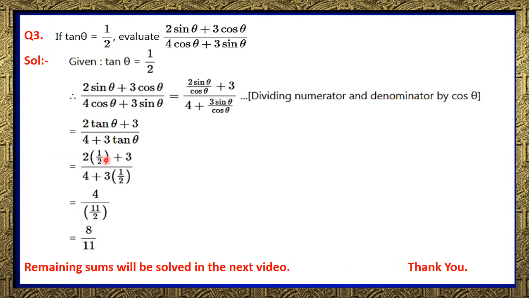Now we will substitute the value of tan theta, that is 2 into 1 upon 2 plus 3 divided by 4 plus 3 into 1 upon 2. That is 2 into 1 upon 2 is 1 plus 3, 4, and 4 plus 3 by 2. We will cross multiply, then it is 2 4s are 8 plus 3 upon 2, 11 upon 2, and taking the reciprocal multiplication, 2 will go to the numerator, then it is 2 into 4, 8 upon 11 is the value of the given expression.